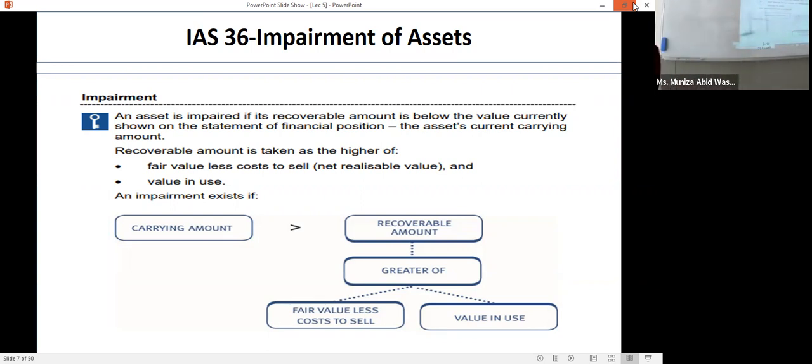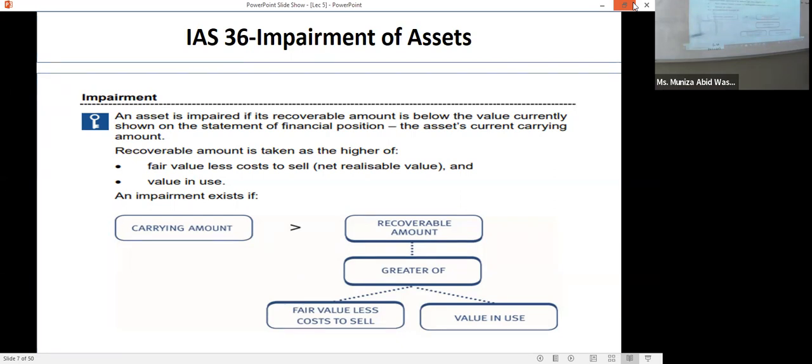What your book says: an asset is impaired if its recoverable amount is below the value currently shown on the statement of financial position, the asset's current carrying amount. Students, the value at which the assets are recognized in our books of accounts normally is the carrying value. How do we show non-current assets in our SOFP? Cost minus accumulated depreciation. Cost minus accumulated depreciation is carrying value. This is the value at which the assets are normally shown in our books of accounts, carrying value.